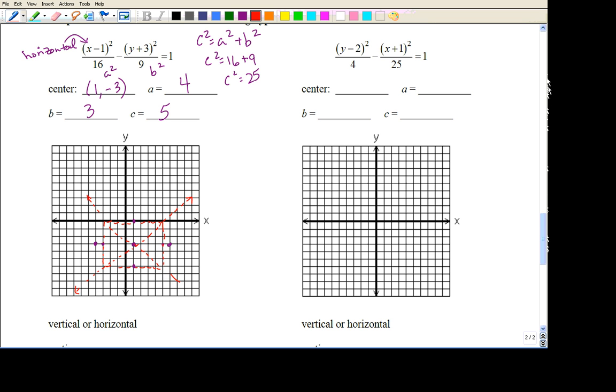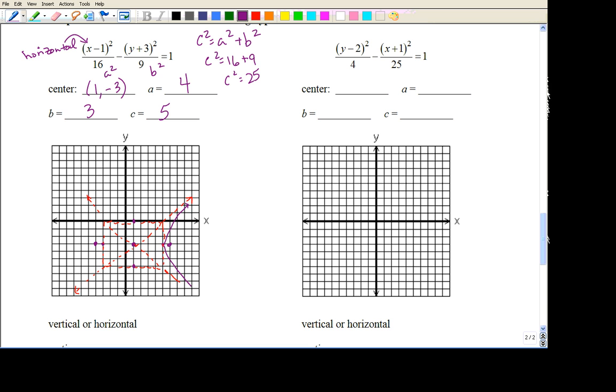Okay, so there's the other asymptote. And then for drawing the 2 branches of the hyperbola, this is the pretty easy part. You just need to go through the vertex, not the focus, and then out towards the asymptotes.